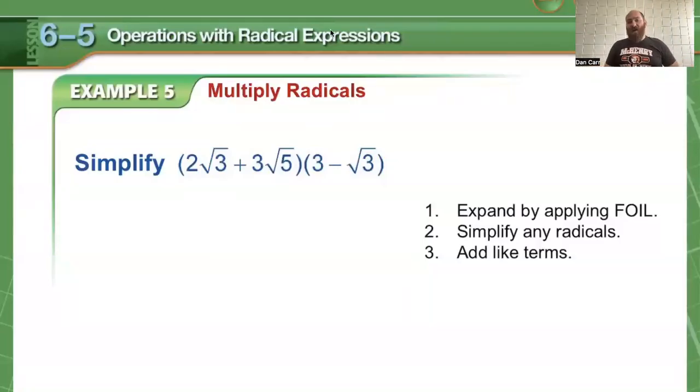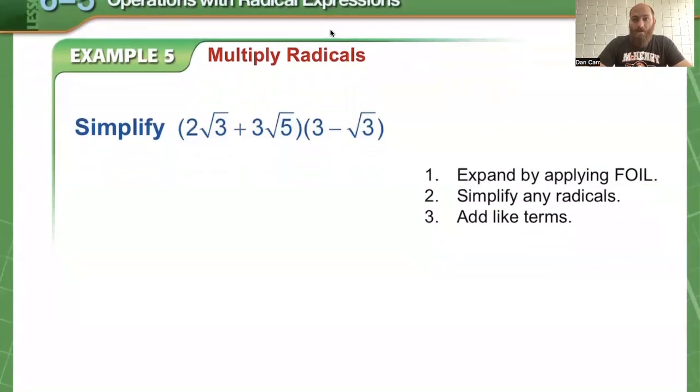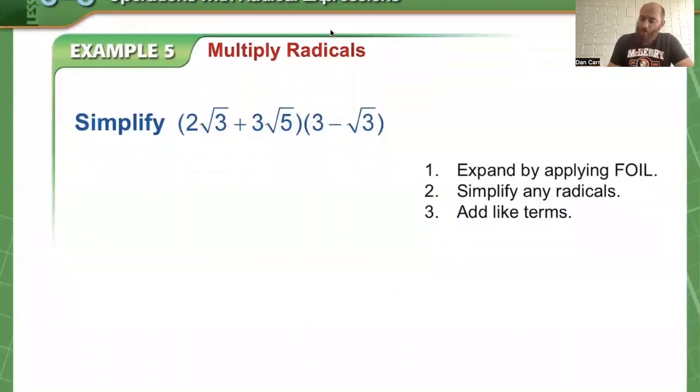Today we're going to be talking about 6.5 day 2, the rest of our operations with radical expressions. We did talk before about how to multiply radicals, but we did not talk about it in this format. So here we're going to expand not by applying FOIL, but we're going to distribute. We're going to distribute these two, then simplify our radicals and add our like terms after that.